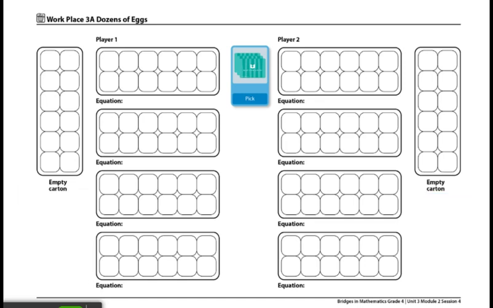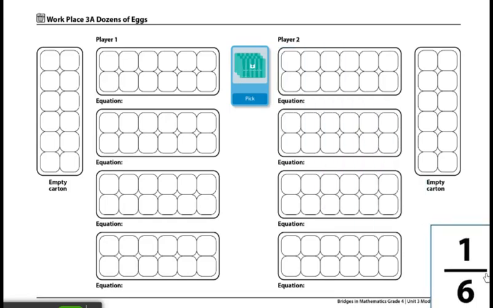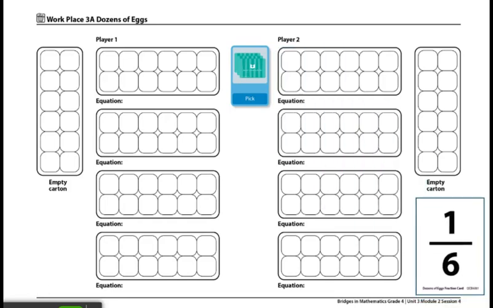So player 2 is going to start their turn by picking a new card. They drew 1/6. They're going to read their card out loud to their partner and then color in 1/6 of one of the egg cartons.